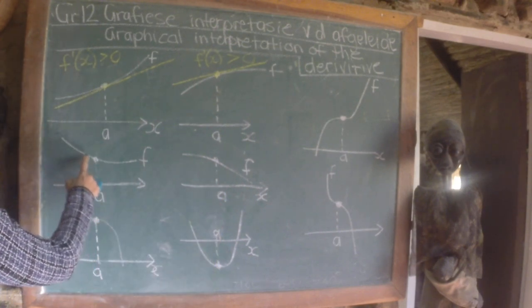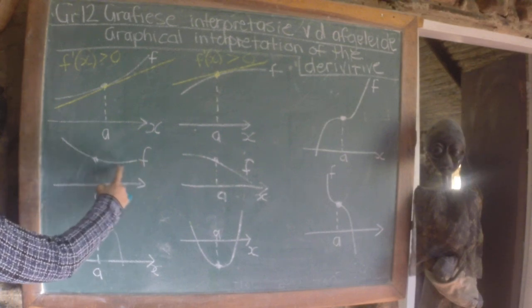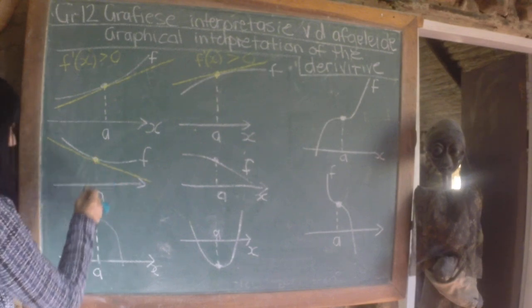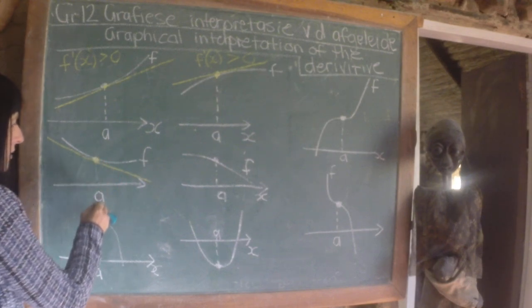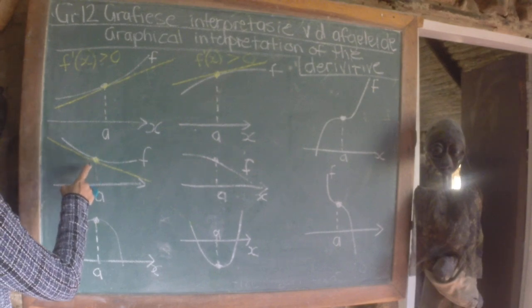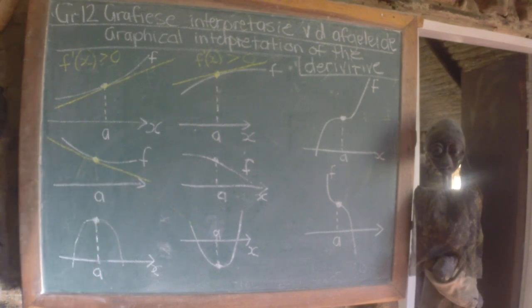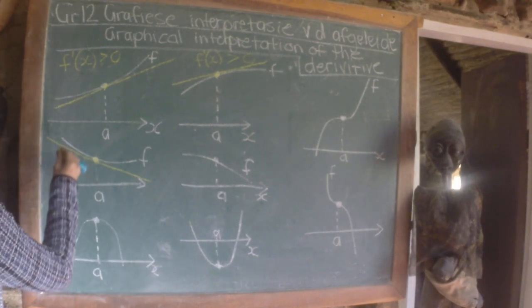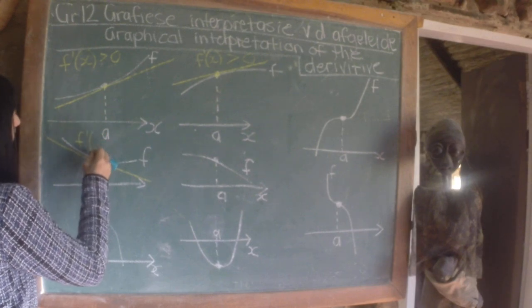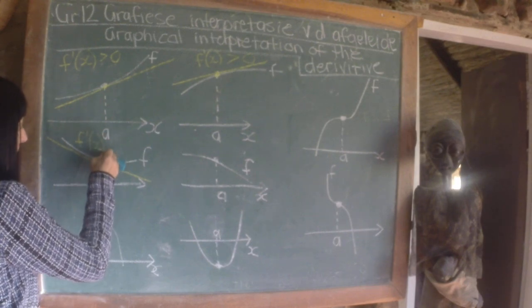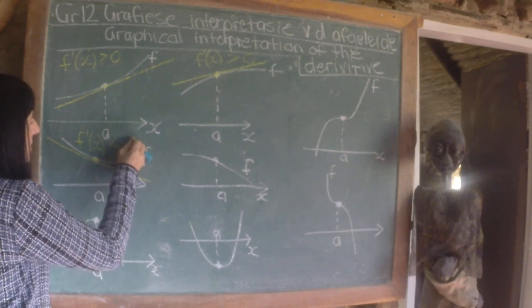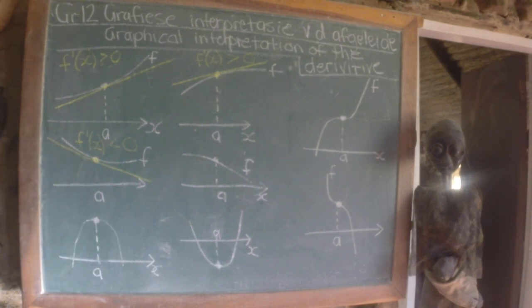Ons kyk na 'n funksie en ons kan duidelik sien dat hierdie funksie besig is om te daal. So as ek nou my raaklyn aan hierdie spesifieke punt inteken by die x-waarde A, dan kan ons sien dat die gradiënt van hierdie raaklyn gaan negatief wees, want hierdie raaklyn is 'n afdraande lyn, hy daal. So wat gaan die afgeleide wees in hierdie geval? Die afgeleide van die funksie by die punt A gaan kleiner wees as 0. Wanneer die afgeleide kleiner is as 0, dan weet ons die oorspronklike funksie daal.